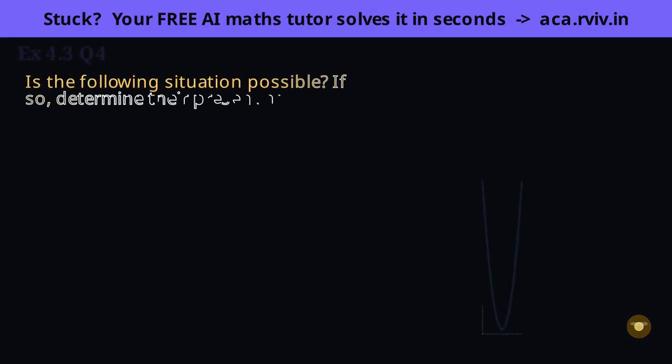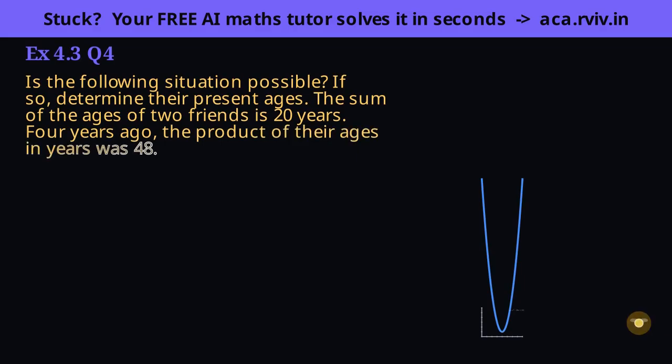The discriminant decides if such edges can exist. Another, is it possible, question. So again the discriminant will be the judge, but first we form the equation. Let one friend's age be x. The ages sum to 20, so the other friend is 20 minus x. 4 years ago means subtract 4 from each present age, giving x minus 4 and 16 minus x. Their product back then was 48, so multiply the two past ages and set equal to 48.